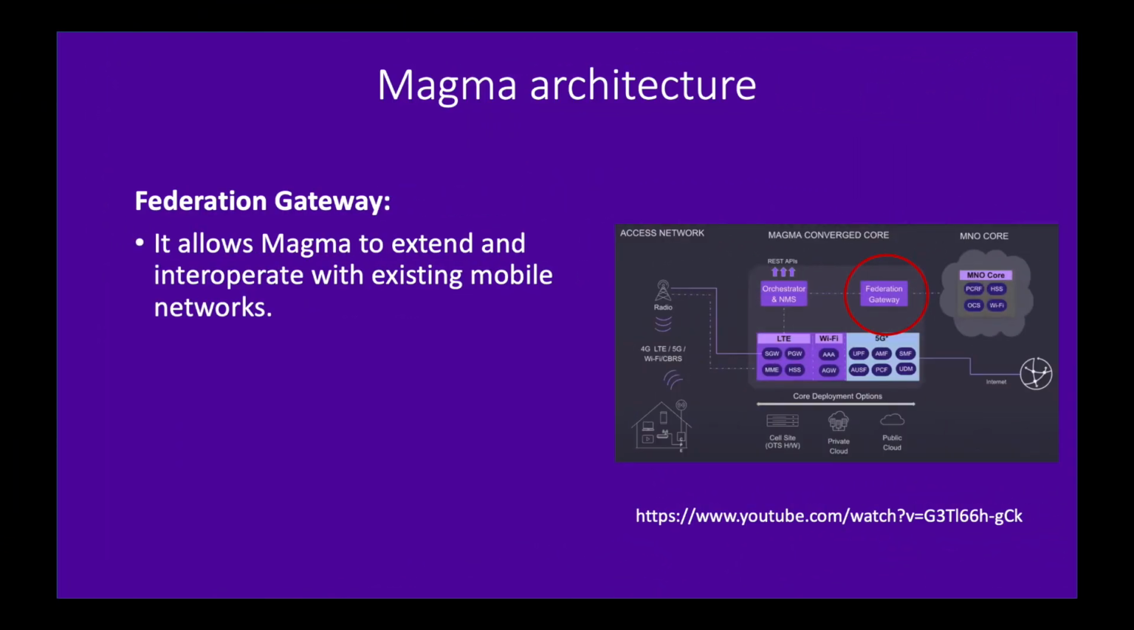The last part of the Magma converged core is the Federation Gateway that allows Magma to extend and interoperate with existing mobile networks of other operators such as T-Mobile.